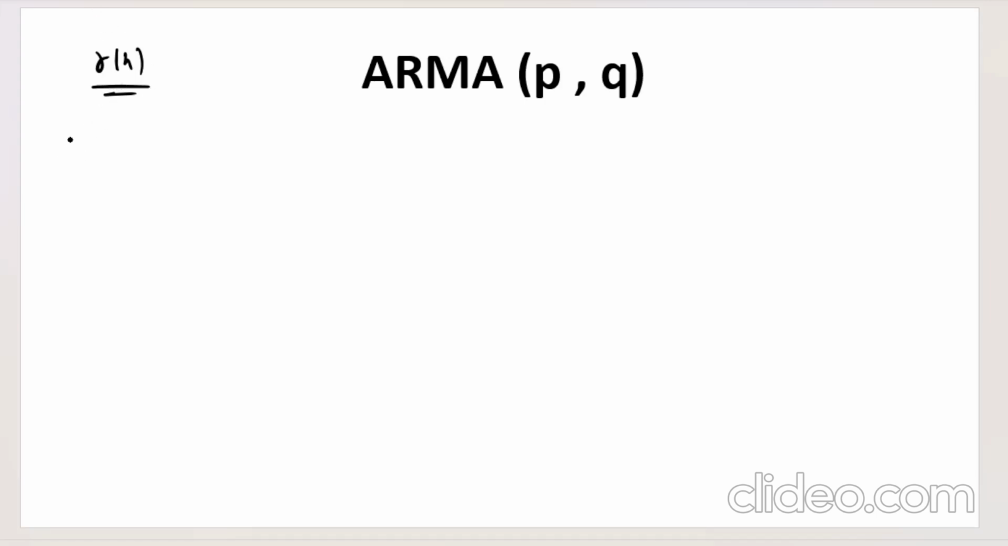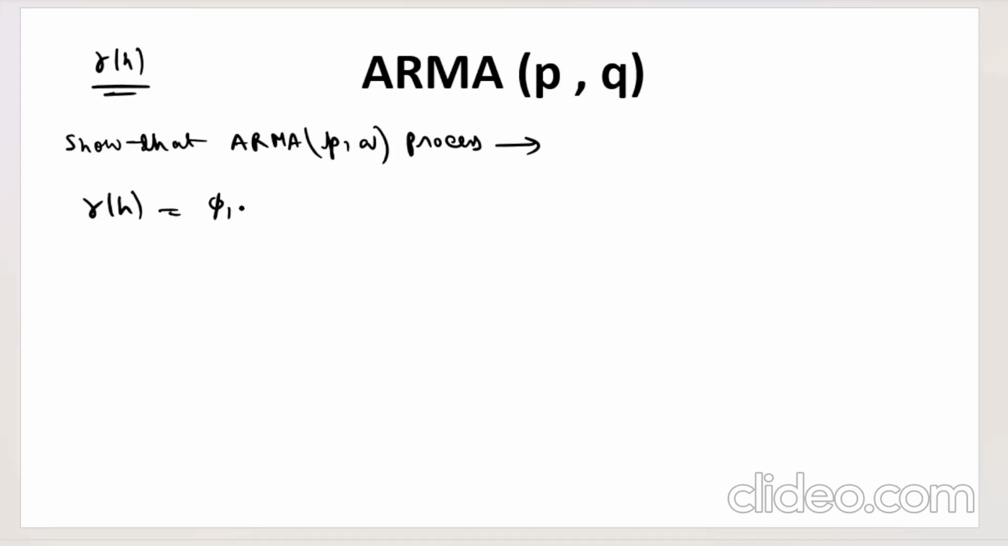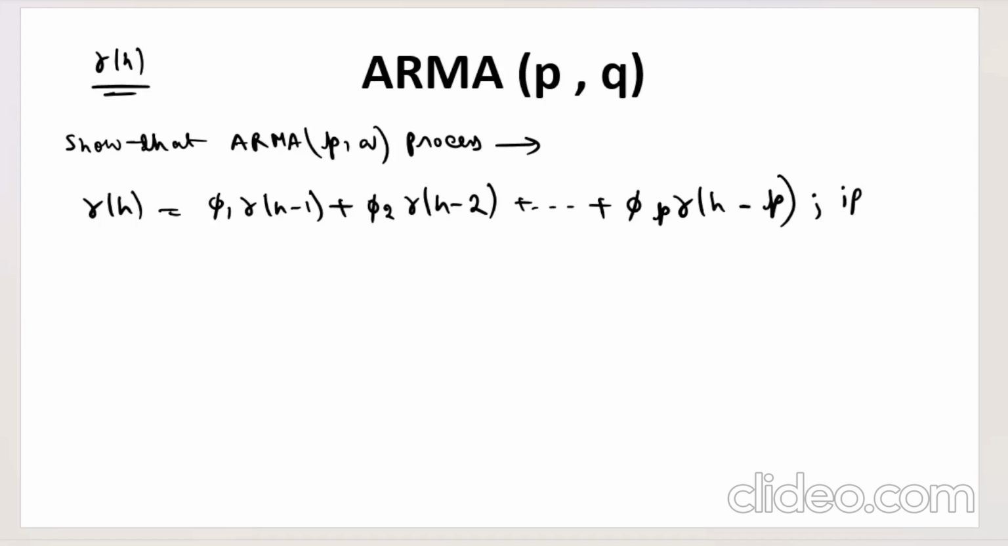Now for auto-covariance, let me write it down. Show that for an ARMA(p,q) process, gamma h will be phi 1 gamma h minus 1 plus phi 2 gamma h minus 2 plus ... plus phi p gamma h minus p, if h is greater than q.